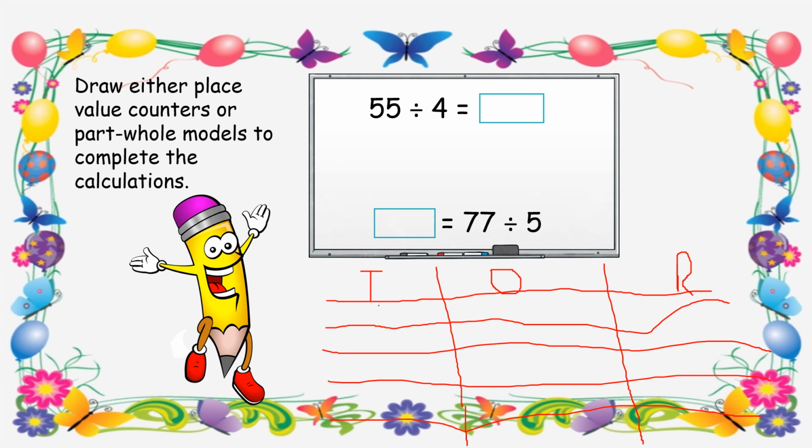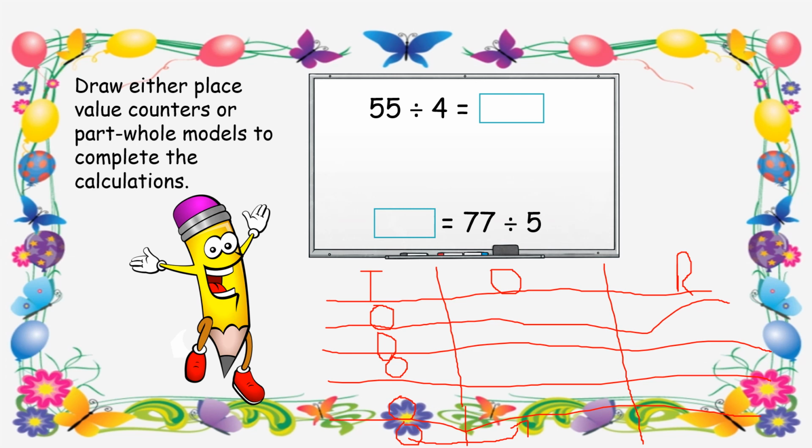Now let's put the tens in the tens column. 10, 20, 30, 40, and then we have 50. But I need to exchange the last 10 to the ones column, because we need to have only 4 rows, not 5 rows, because we are dividing by 4. So I can only share 5 tens equally among 4 rows. So I'm going to exchange the last 10 to the ones place. Remember, already we have 5 ones.